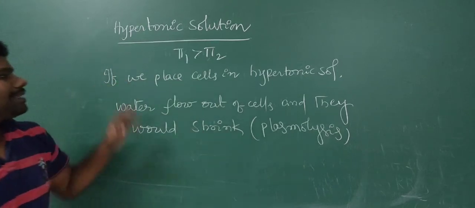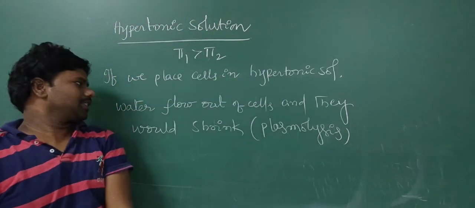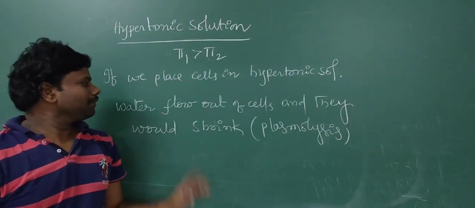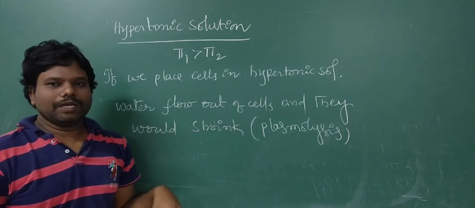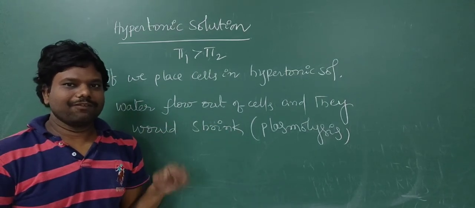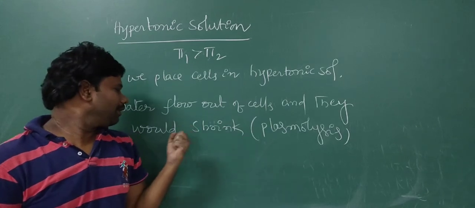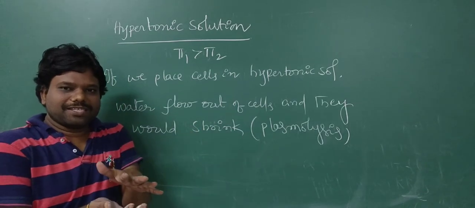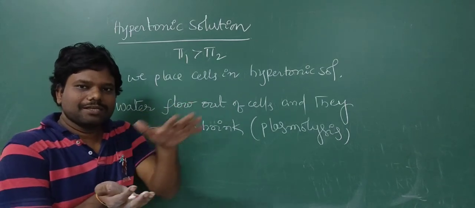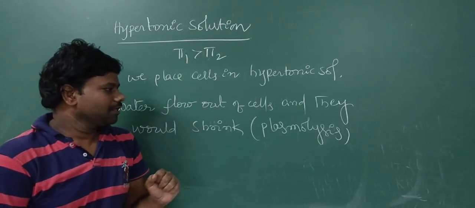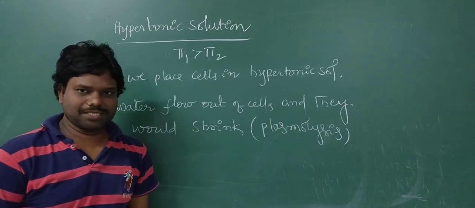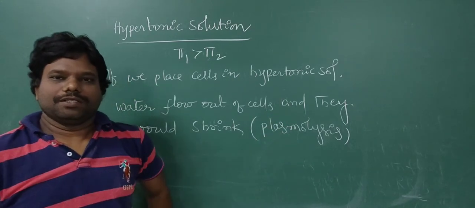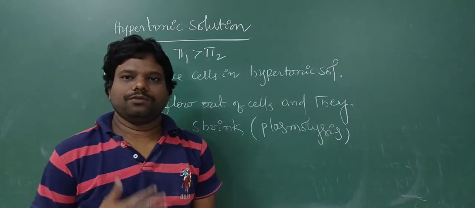Look here, when the cells are placed in hypertonic solutions, what happens? Water flows out of the cells. When water flows out of the cells, then what happens here? The cell would shrink, that means the cell is minimized. Such a process is nothing but plasmolysis. Okay, this is our topic for today. Thank you.